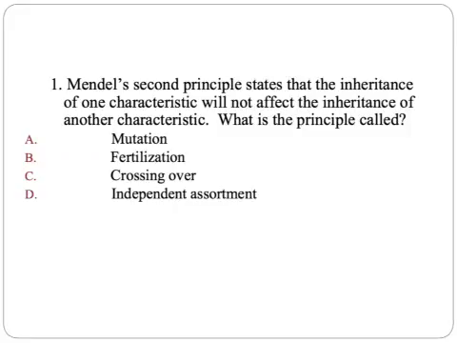Mendel's second principle states that the inheritance of one characteristic will not affect the characteristics of another characteristic. What is this principle called? So, before we start, switch it over so I can show you the answer. Just start thinking about which one it would be. It's not going to affect. It's not about mutation because that's normal. It's not fertilization. Well, maybe it's crossing over or independent assortment, but when I think it's not going to affect, I think of independence, and that's the correct answer. The principle is called independent assortment.